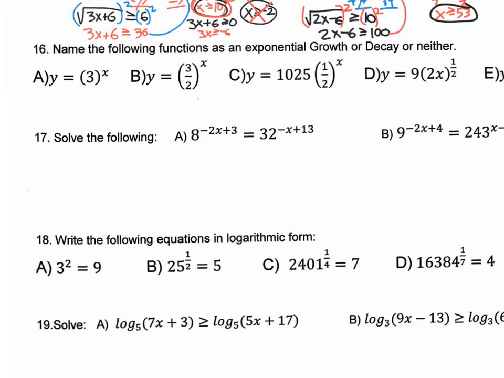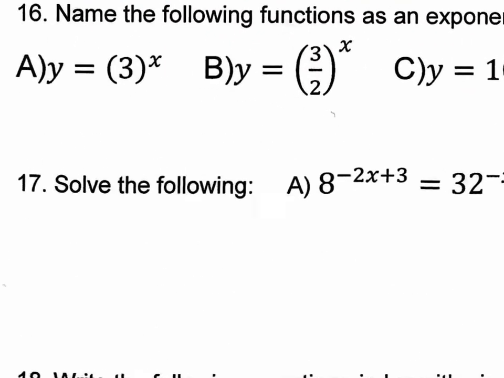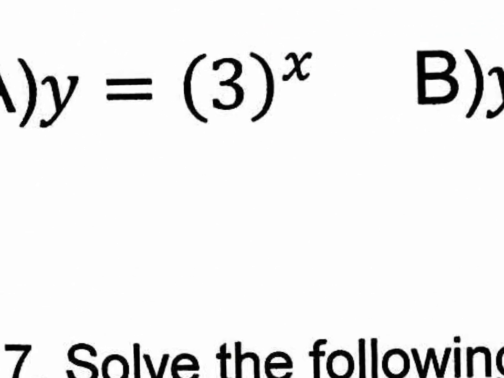Jumping to number 16, name the following functions as either exponential growth or decay. Now these are cake, all right? Cake. Now what do I mean by that, cake? An exponential function obviously has to have an exponent that's variable. That's what makes it an exponential function. This is your base, okay? So it's as simple as this if you don't remember.